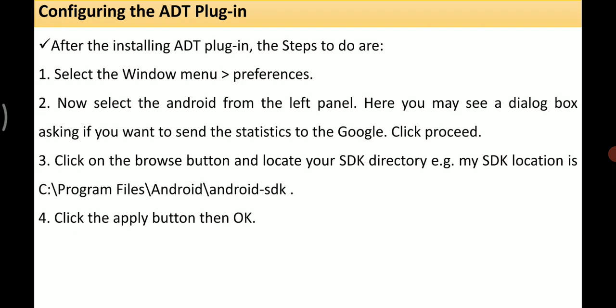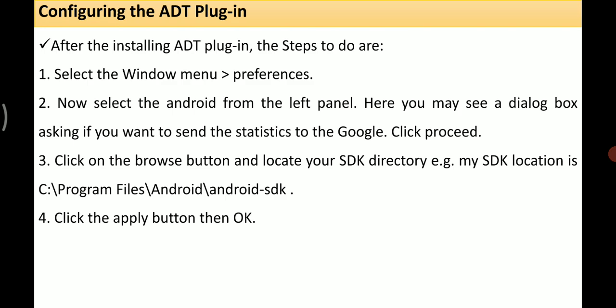Next is configuring the ADT plugin. Once we install the ADT plugin, we have to configure it. We have to tell the Eclipse IDE the location of your Android SDK. To do that, we follow these steps. The first step is to select the Window menu. There we select Preferences. Then we select Android from the left panel.